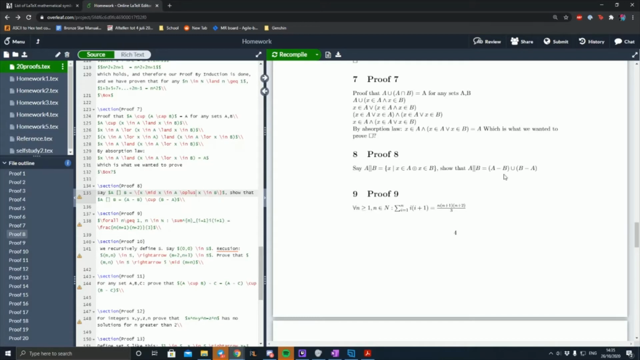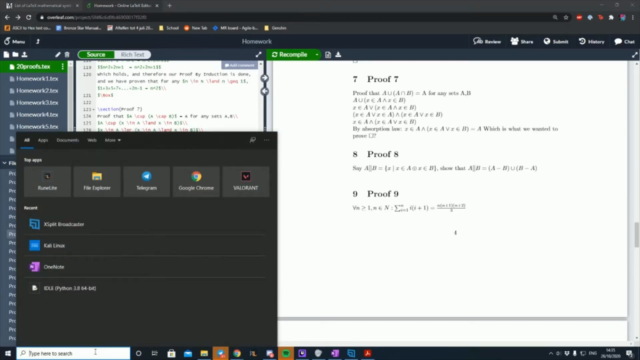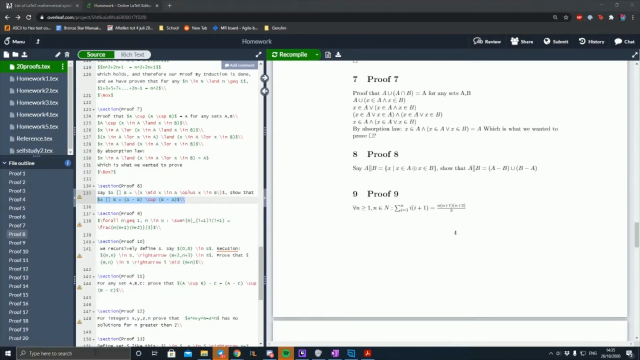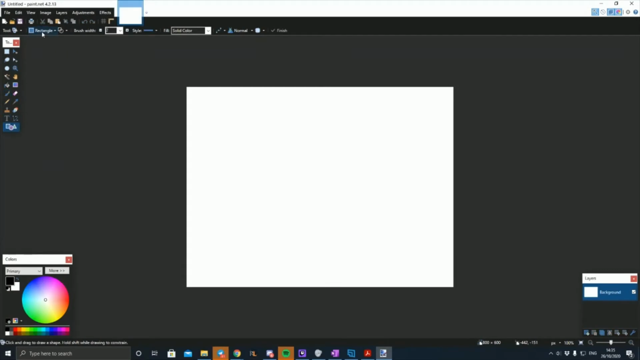So, time to open Paint and make a Venn diagram. A Venn diagram is not an approved proof, but it is a good way to have an idea. So that's a real good idea. Thank you. So we're gonna make a circle.